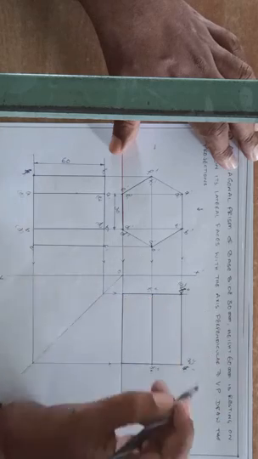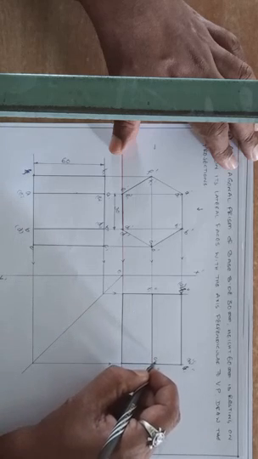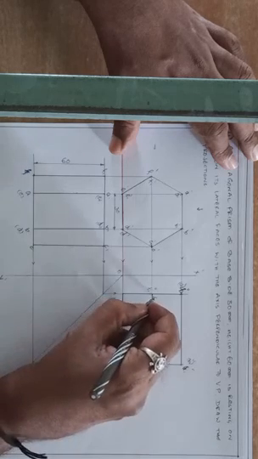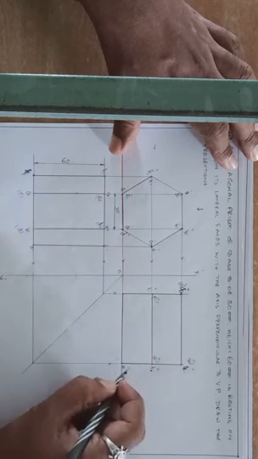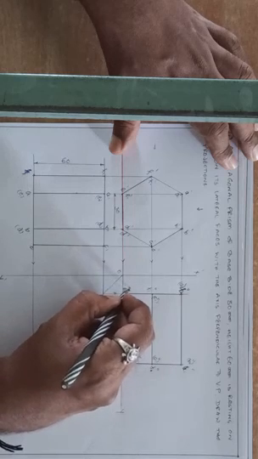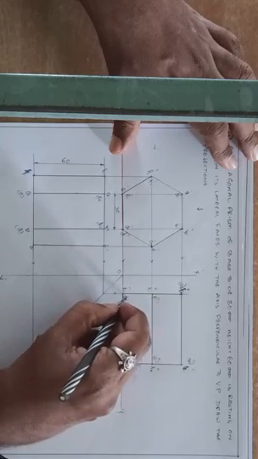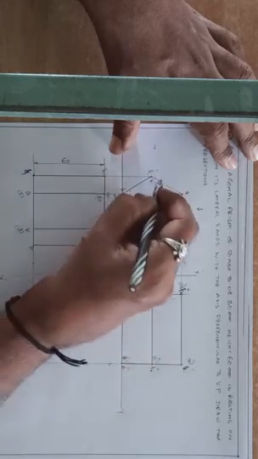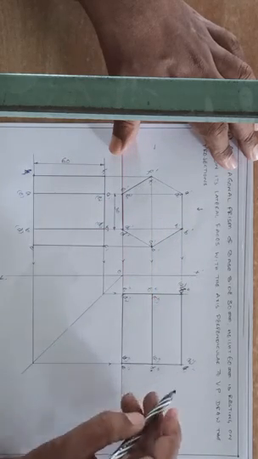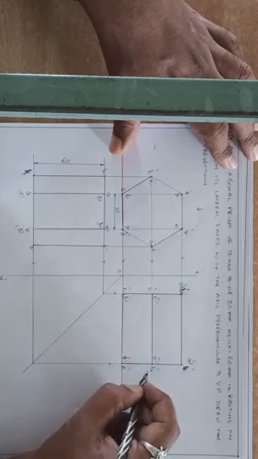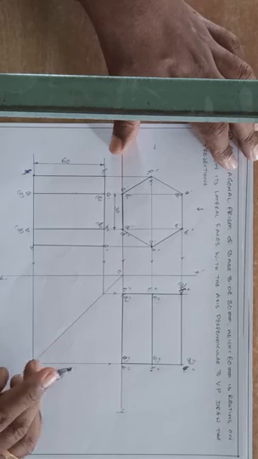Then here F dash, F1 dash, and similarly here C dash, not visible, C1 dash, not visible. Here also E dash visible, E1 dash visible, D dash not visible, D1 dash not visible. Looking from here, visible are A, F and E. Similarly A1, F1 like this.